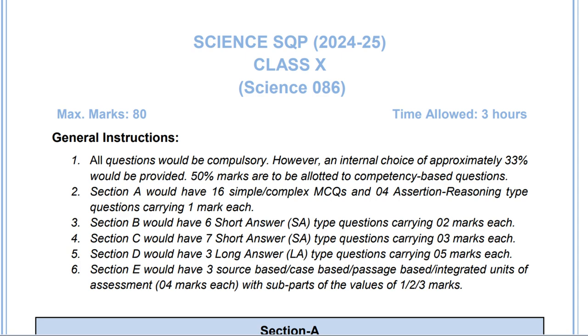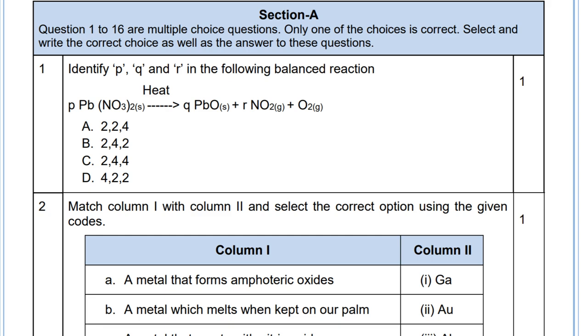Section A. Question 1. Identify P, Q and R in the following balanced reaction. P lead nitrate, Q lead oxide plus R nitrogen dioxide plus oxygen. A 2, 2, 4. B 2, 4, 2. C 2, 4, 4. D 4, 2, 2. Correct answer is A, 2, 2, 4.